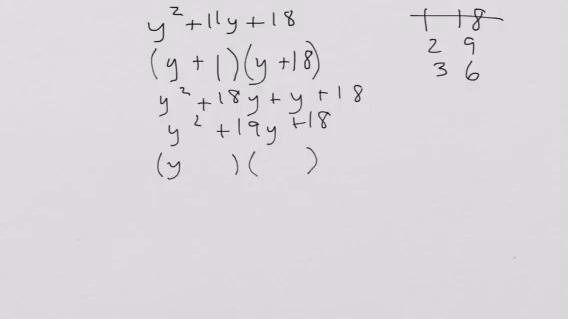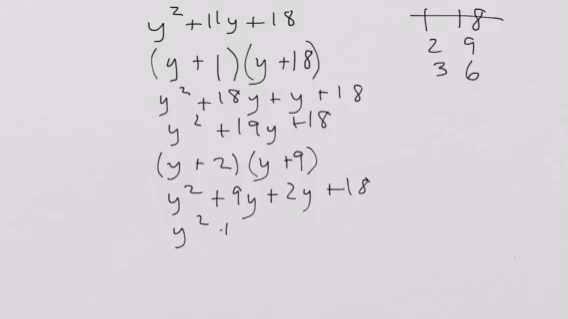So again, our first terms have to be y and y, because that's the only way you could multiply and get the y squared. The last two terms, let's try the 2 and the 9, and we know they both have to be positive. So now if I multiply and distribute with FOIL, first, outer, inner, last, y times y is y squared, y times 9 is 9y, 2 times y is 2y, and 2 times 9 is 18. So if I collect my like terms here, y squared plus 11y plus 18, and that does check, that does match.